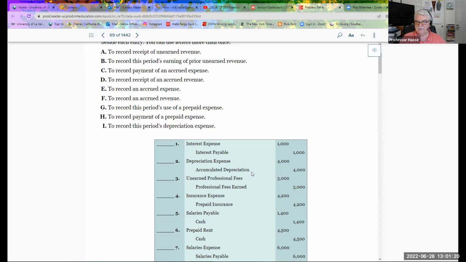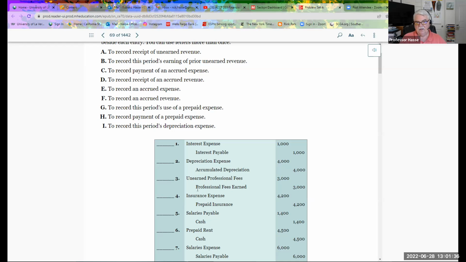Accumulated depreciation is a contra asset account. And what I mean by contra, it's an asset account with a credit balance, reducing the value of what you're depreciating on the asset balance sheet.